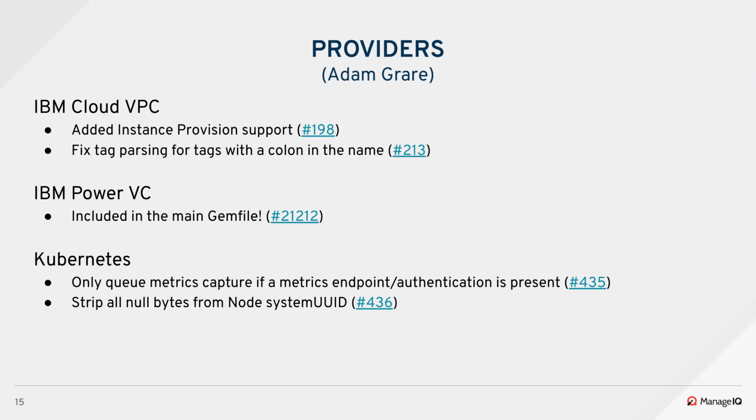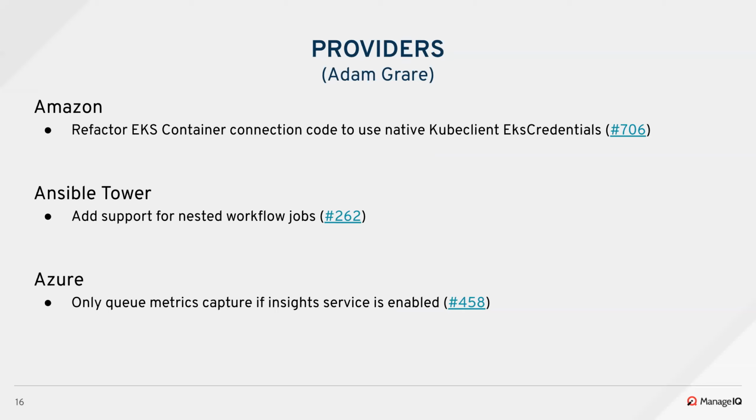For Amazon EKS, we found that the kube client gem included their own EKS credentials, which actually looked a lot like the implementation that we had, even though we were completely unaware of it. So it was nice that we got it right, but even nicer that we can delete it. We're now deleting our custom overrides and using the EKS credentials directly from kube client.